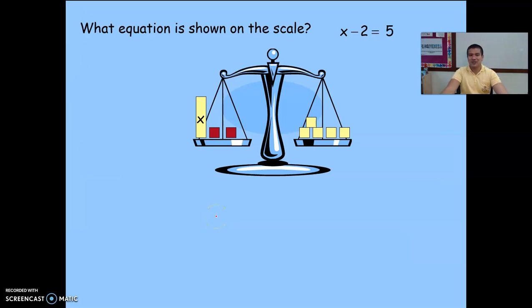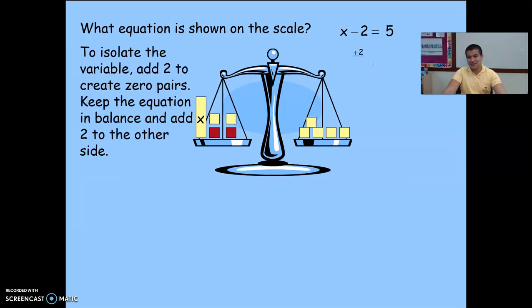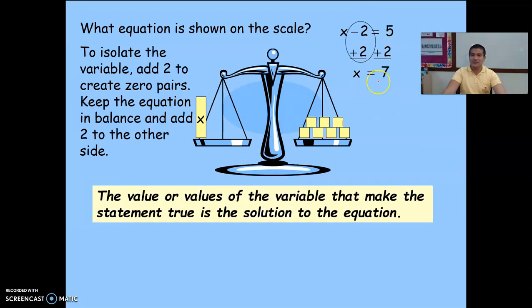Here, what equation is shown on the scale? We have x minus 2 equals 5. So what are we going to do so that the scale will still balance? We are going to add 2 on both sides. So we have plus 2 here and plus 2 as well on the other side. To isolate the variable, your solution now gives us x equals 7. When you check again, 7 minus 2 equals 5, which is 5 equals 5. So the solution that we have here is x equals 7.